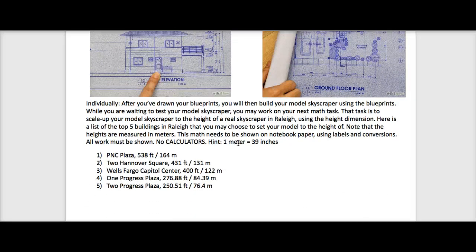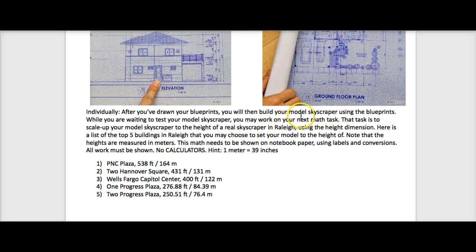After you've drawn your blueprints, you will then build your model skyscraper using the blueprint. Sorry, not individually. After you draw it, you're going to build your skyscraper. While you're waiting to test your model skyscraper, you're working on your next math task. This is the part that's individual, not the building.